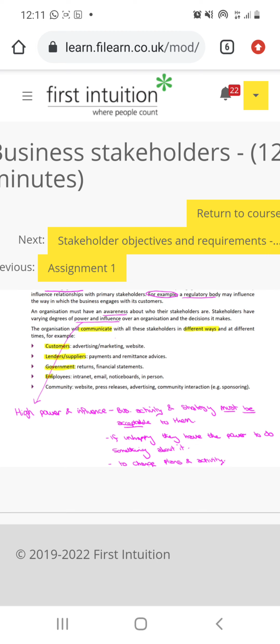Our employees will communicate with them via the intranet or email, notice boards, or in person, perhaps in meetings. And then we have our community. We'll communicate with them via our website, press releases, advertising, and community interaction, for example, sponsorship.